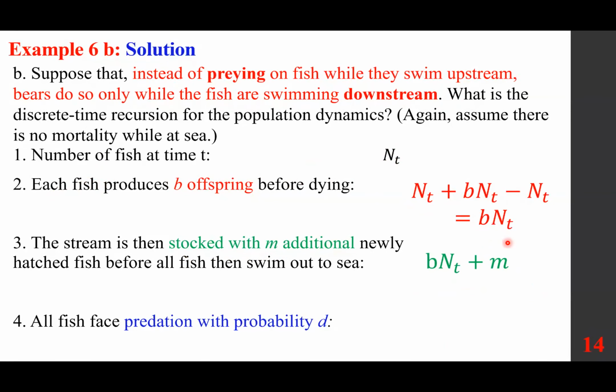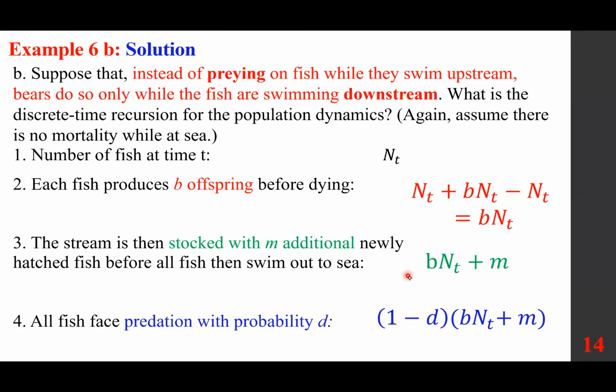All fish, all of it, will face predation. So 1 minus d times that. Again, because if d is 10%, 90% is left. 1 minus d is the complementary event. So if d is 10%, that means 90% is left. If d is, let's say, 1/3, that means 1 minus d, 2/3 would be left.